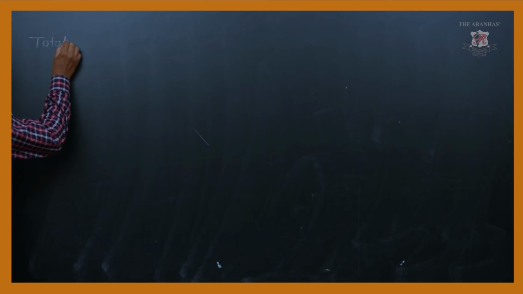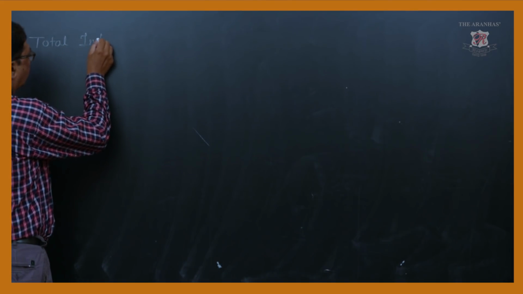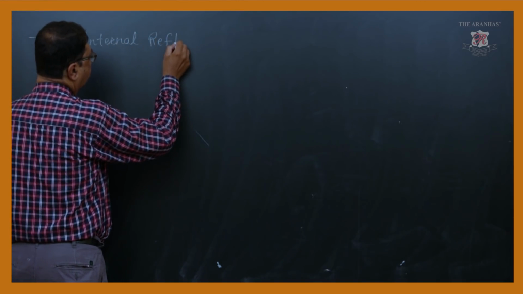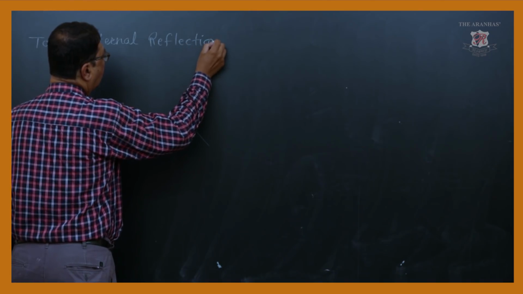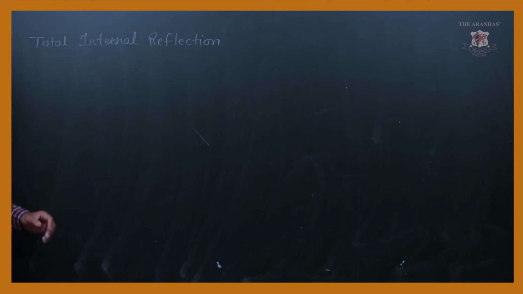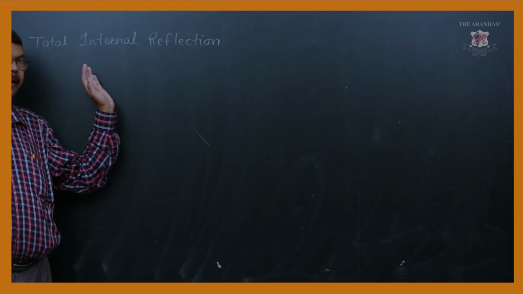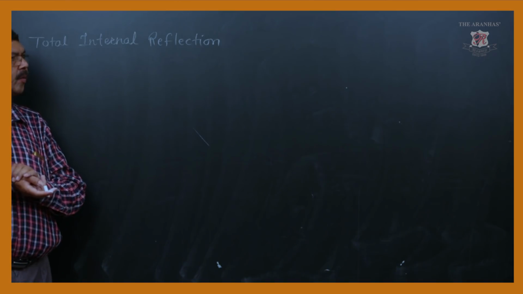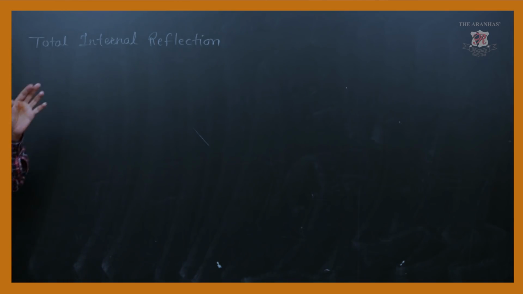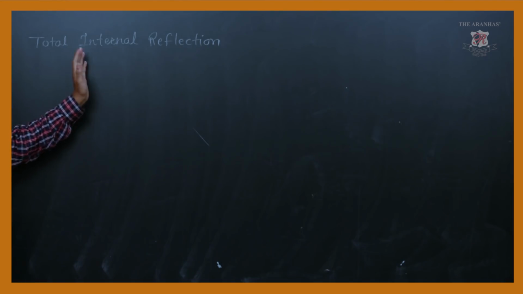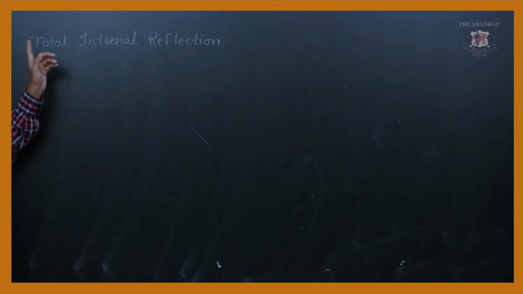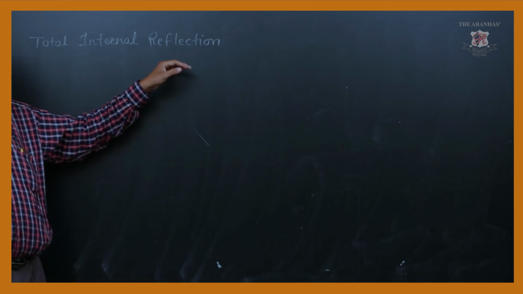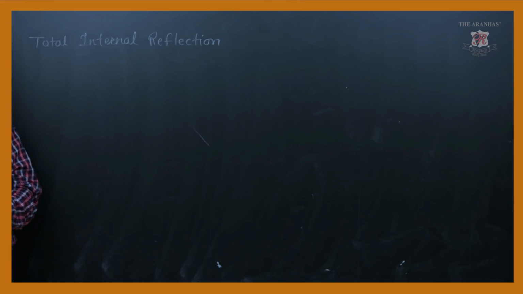Total internal reflection. One part from refraction is remaining, but I am keeping it as it is so that we can study all the natural phenomena which occur due to refraction or its application. Total internal reflection. What does the word mean? Total means complete. Internal means within, and reflection means turning back of light.